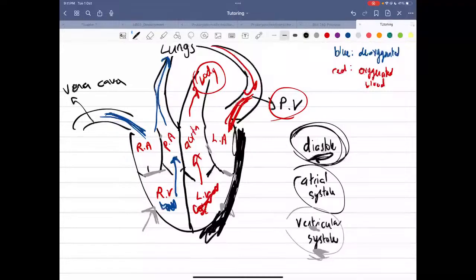While the right side is pumping blood where to? It's only pumping it to the lungs, so only to one organ. Can you imagine, the right side is only pumping to one organ, so it does not need a thick muscular layer because there is no high pressure in comparison to the left side of the heart. Okay? So we spoke about the blood flow and the cardiac cycle.